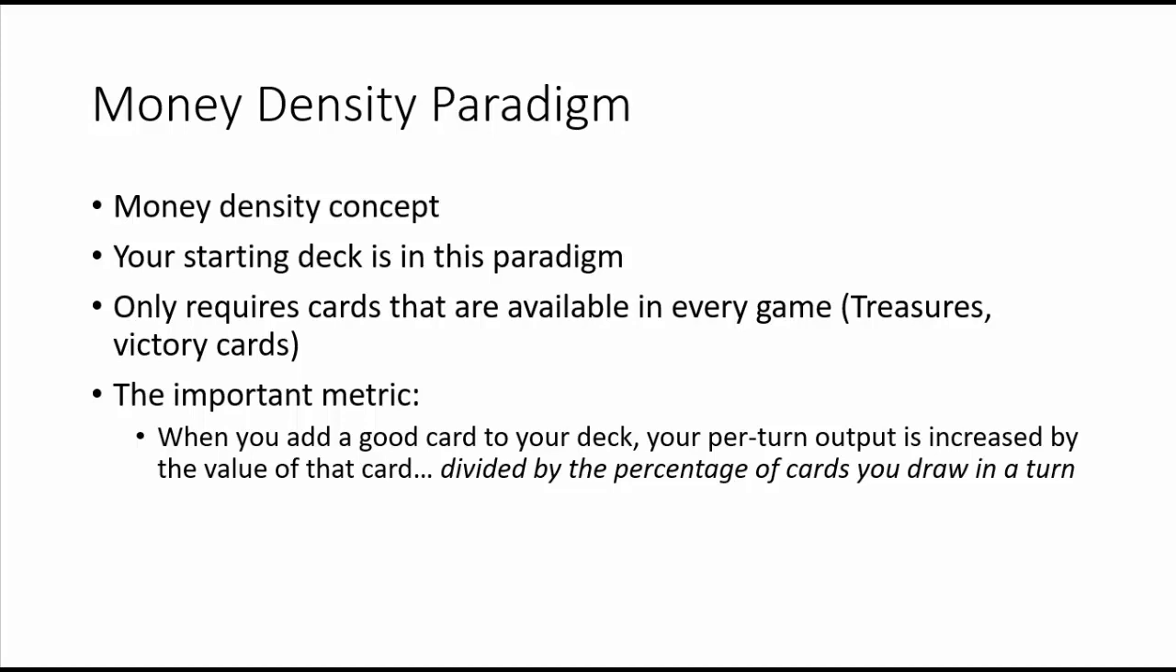But if I add a silver to my deck, I'm not going to increase my money density by 2, right? That would be insane. I'm not going to increase my per turn output by 2. That would also be insane. What I am doing is increasing the money density, but I'm also increasing the number of cards in my deck. So it's going to be diluted by the fact that I'm not going to draw that card every turn.